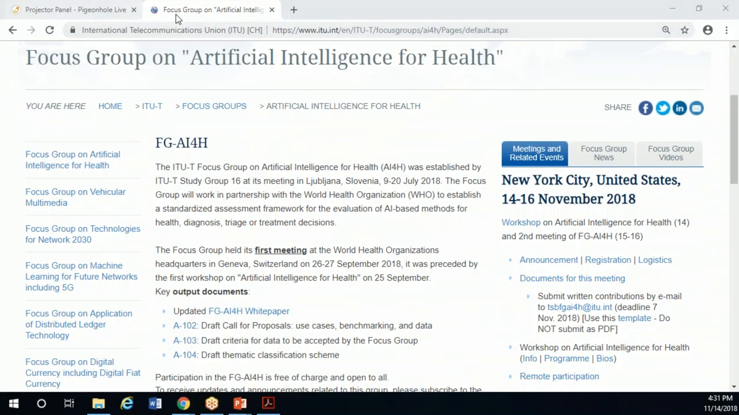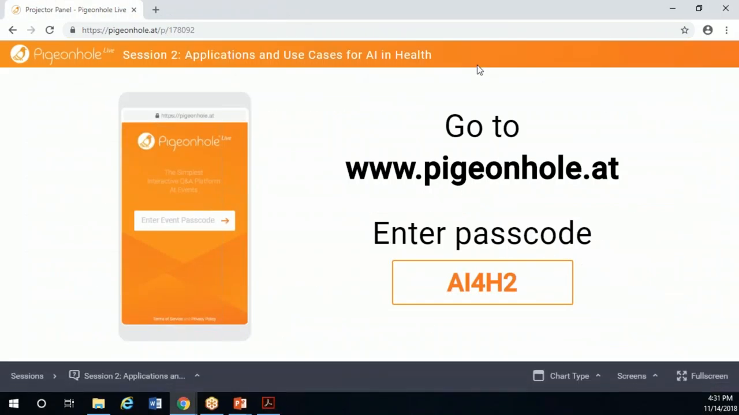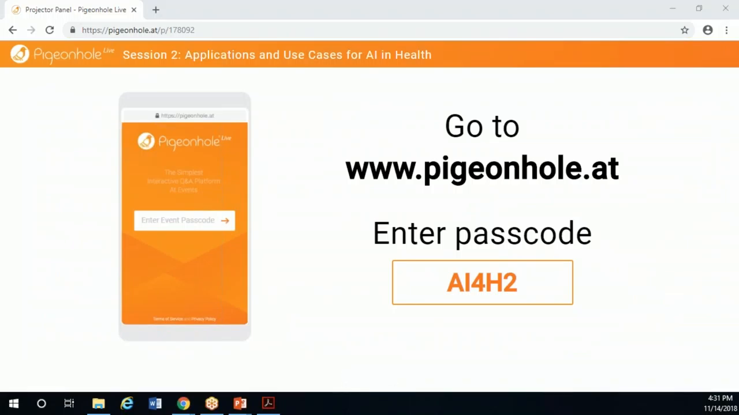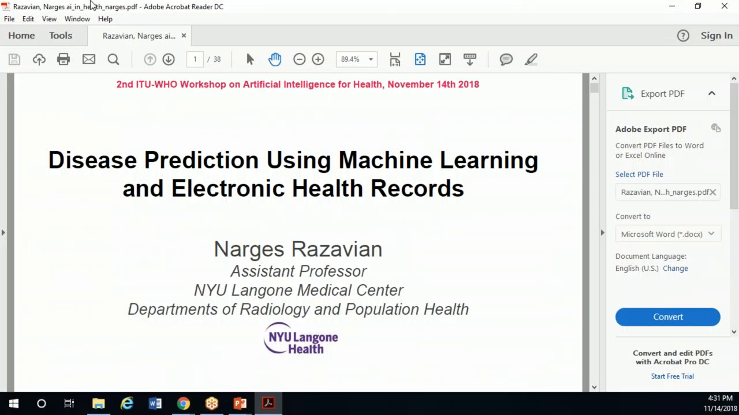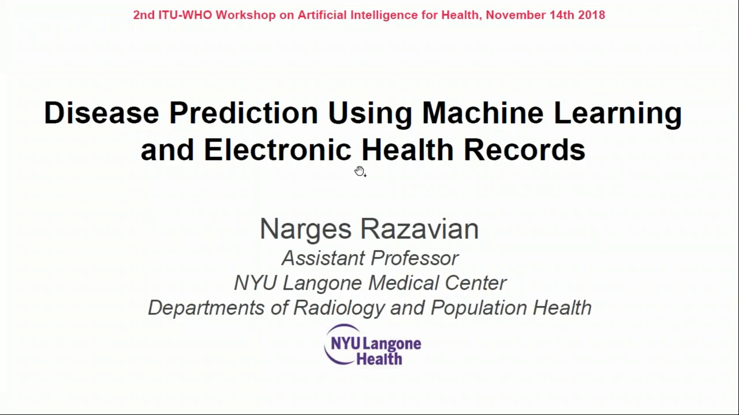Thank you. So, the stage is open for our last speaker, Nagis Razavian, an assistant professor at NYU Langone. Your work is at the interface of AI and medicine. And interestingly, I read that you work a lot not only with electronic health records, but also pathology. Yes. Actually, I do a little bit of that. So I'm curious about what you're talking about. Thank you.